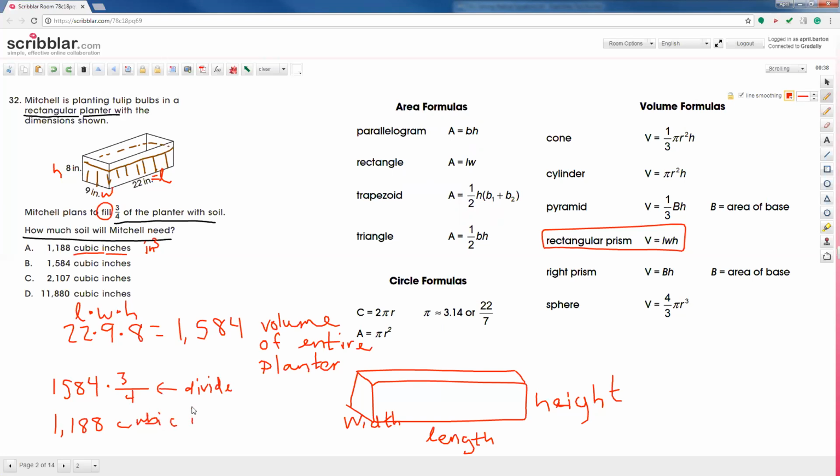You can also use some logic here. If we know the entire box is 1584, but it's 3/4 of the way full, we know it's not all the way full. There's literally only one number that's less than the entire box. So it had to be A, even if we didn't calculate the exact amount. So watch for that. Sometimes the logic part of it can't be applied. If they had 2 numbers that were smaller, you might not be able to figure out which one, and you have to calculate it. But since there was only 1, that's our answer.